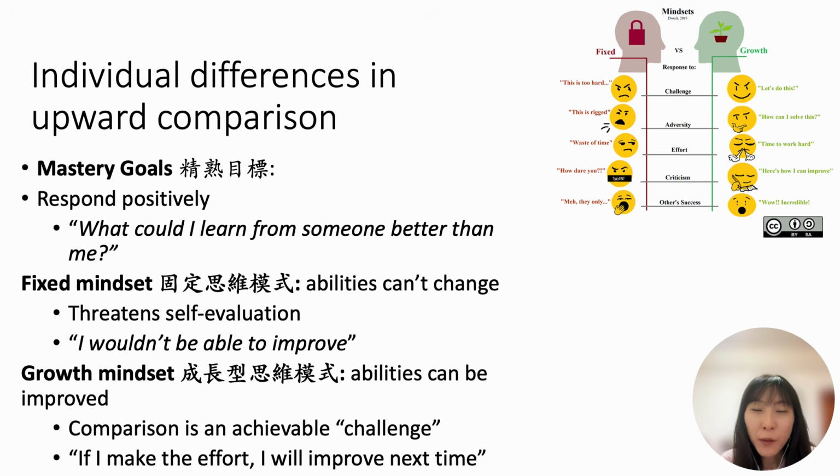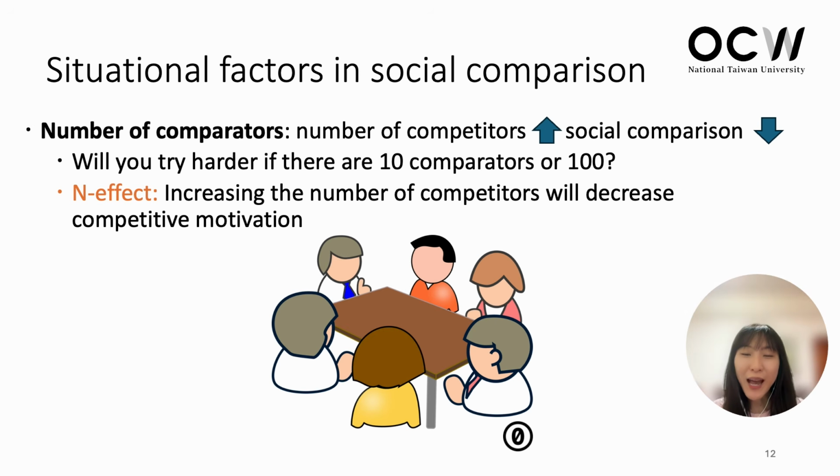For example, people with mastery goals will respond positively during social comparison, and those with a growth mindset believe that abilities can be improved through hard work, so they are also more likely to have positive outcomes. Then we will talk about how situational factors can influence degrees of social comparison. The number of comparators does play a role. For example, we tend to feel pressured to compare ourselves to others when we are competing against fewer others than when we are competing against a large group of people.